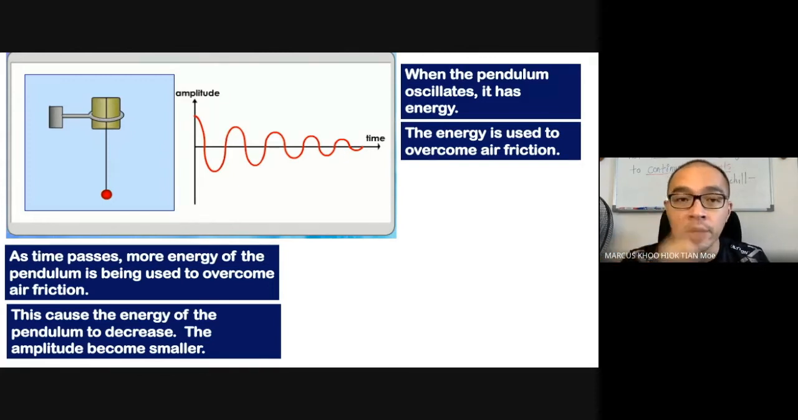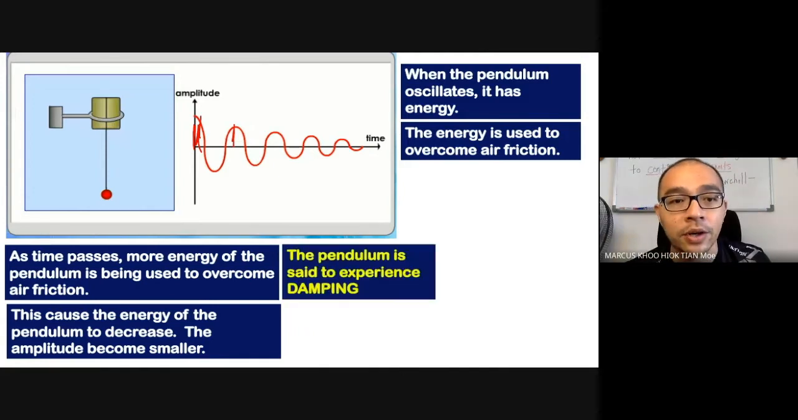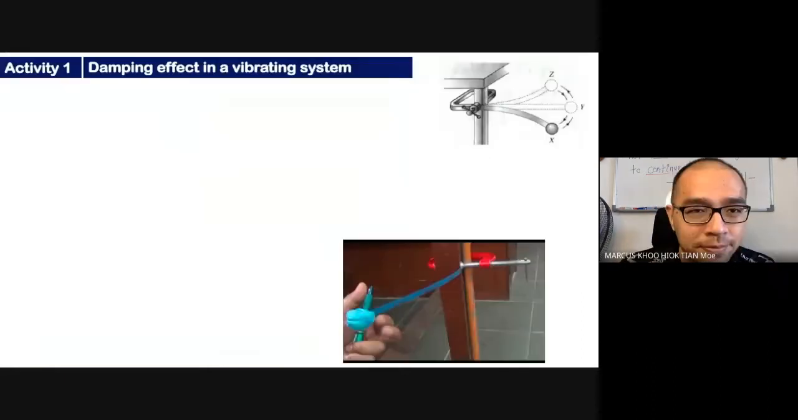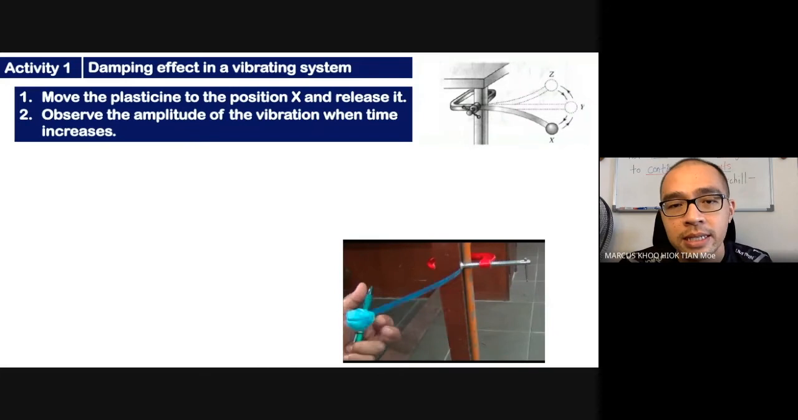If you remember in the question that we saw on Monday, I said that when we talk about the energy of a wave, we look at the amplitude. The bigger the amplitude, the higher the energy of the wave. And so what this is called is damping: the loss of energy due to air friction. The reducing amplitude because of the air friction is what we call damping. The damping effect in a vibrating system can be seen in this particular experiment over here.